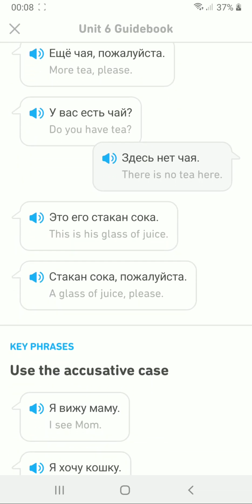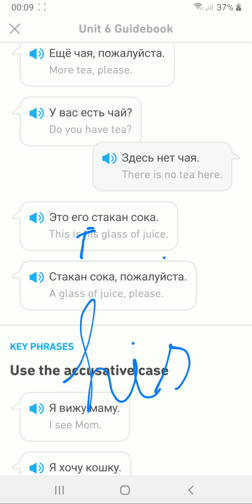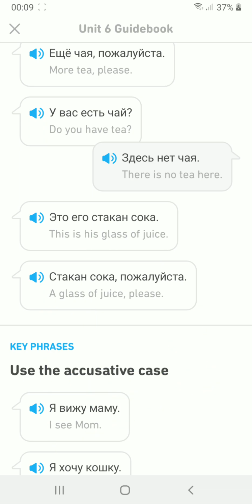And now we have это его стакан сока. So here we have something very interesting. It's a statement. So this is his glass of juice. Это его стакан сока. We have seen мой, моя, моё, твой, твоя, твоё. And now we have его, his. So his, you know what it is. It's a possessive adjective.